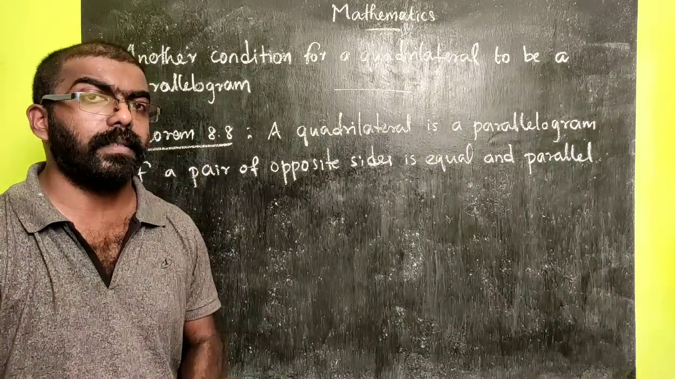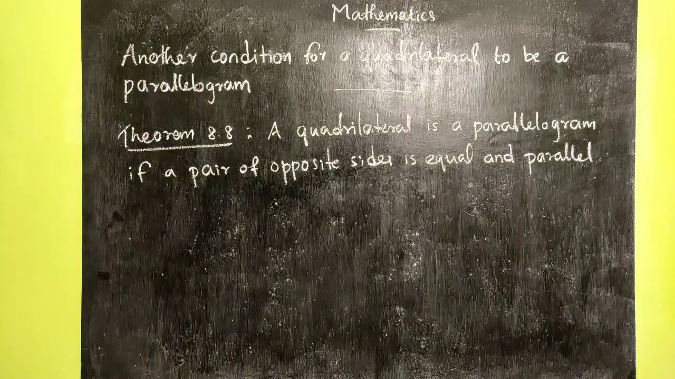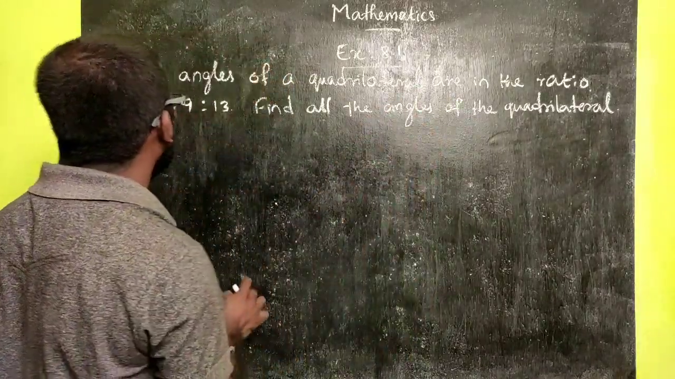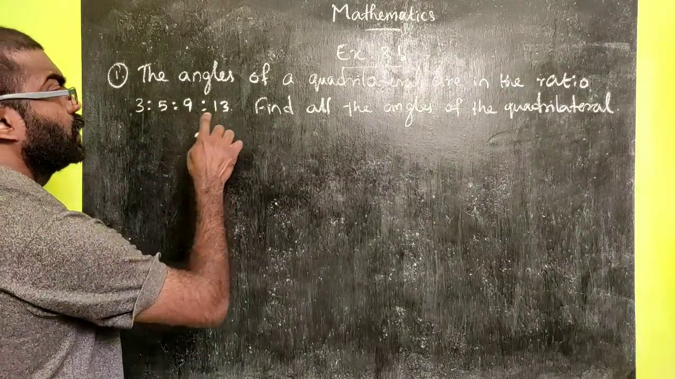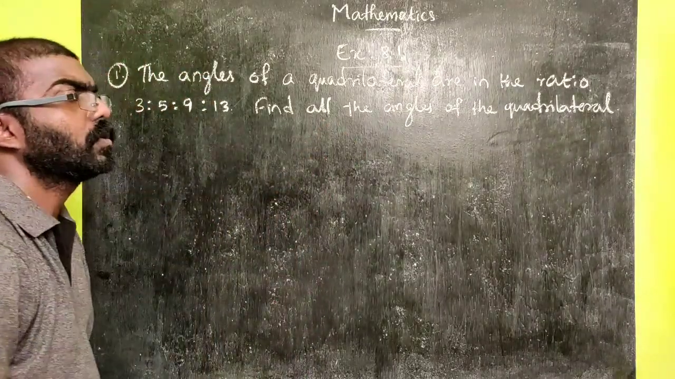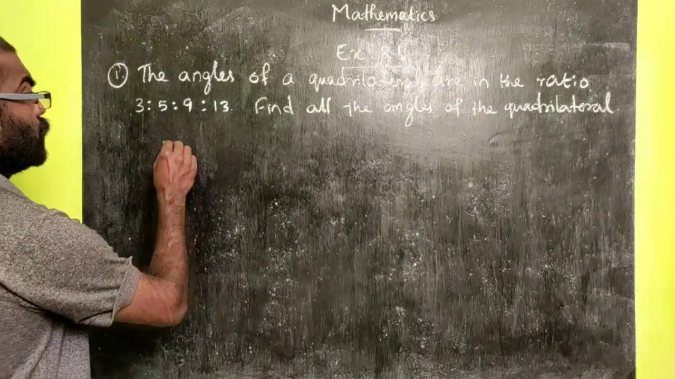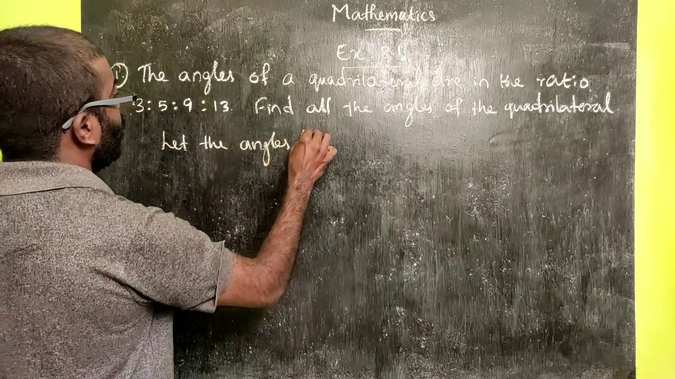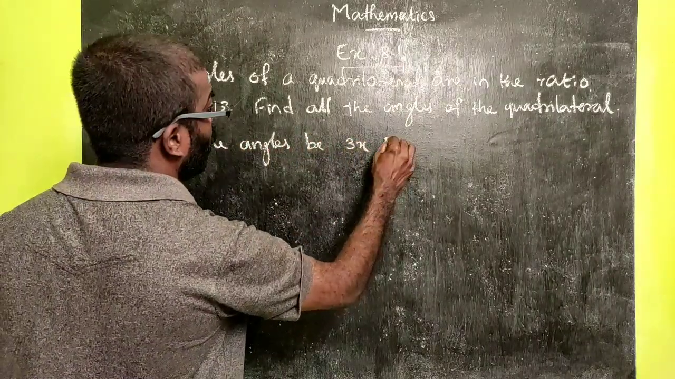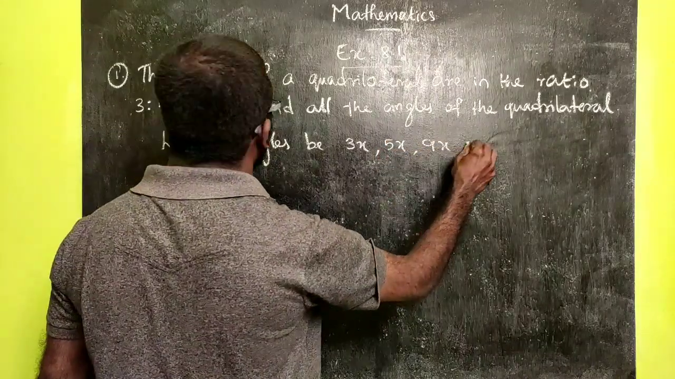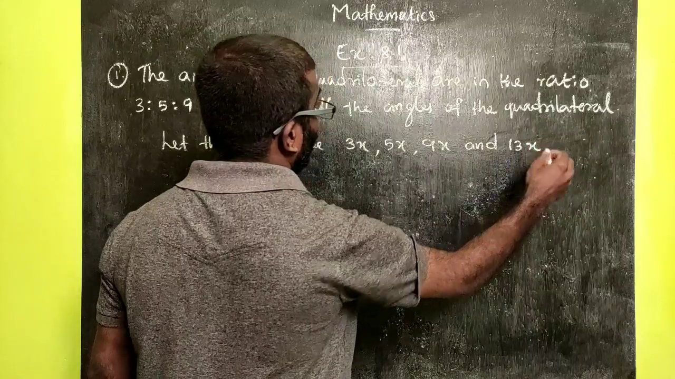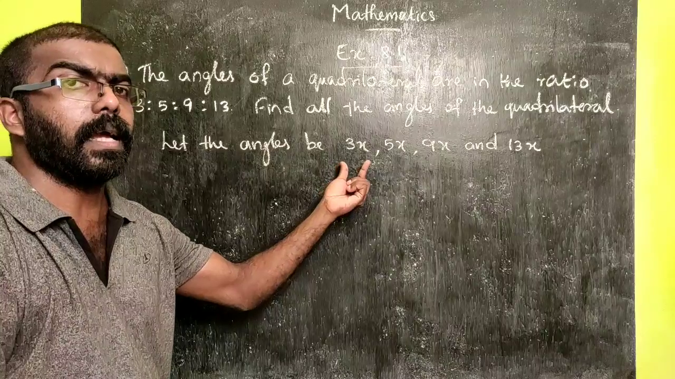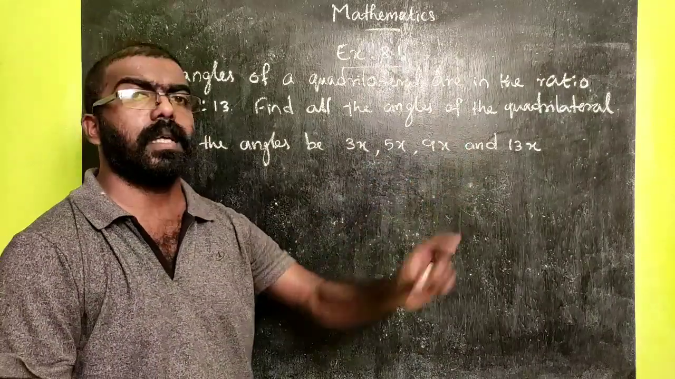Now we can start solving exercise 8.1. Here the first question is, the angles of a quadrilateral are in the ratio 3:5:9:13. Find all the angles of the quadrilateral. So we can take the angles as, let the angles be 3x, 5x, 9x and 13x. The ratio is given, so we can take the angles as 3x, 5x, 9x and 13x.